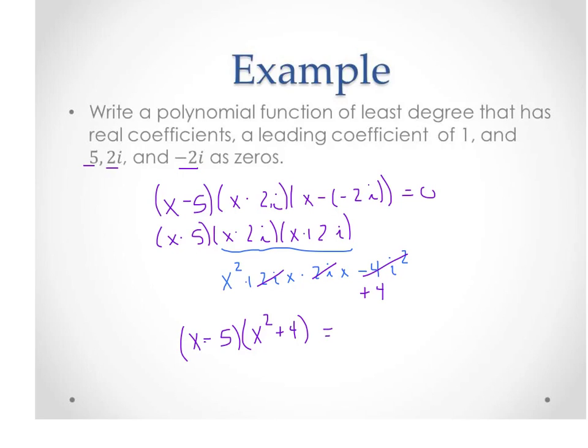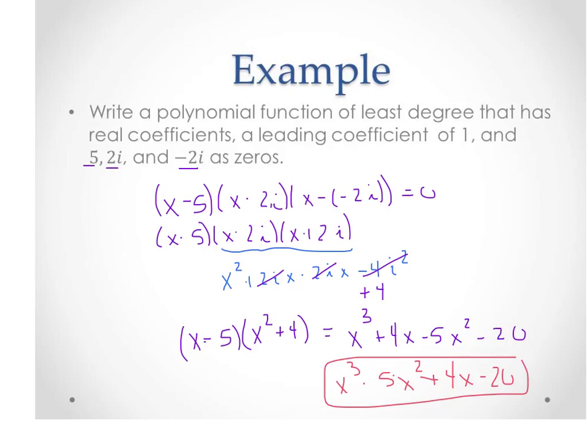All right, FOILing one more time, we're going to have x cubed plus 4x minus 5x squared minus 20. And with a little rearranging to put it into descending order, there is your polynomial with least degree. And really, we probably should say f of x equals those. Least degree, leading coefficient of 1, and all real coefficients.